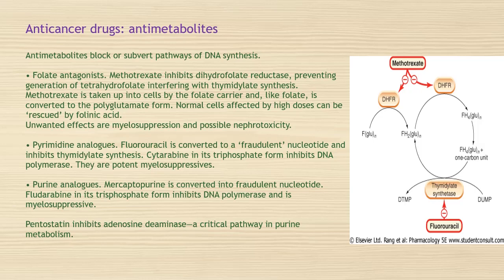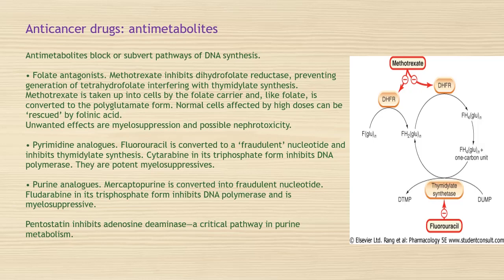Now, the first category are the folate antagonists. The main folate antagonist is methotrexate. It is one of the most widely used antimetabolites in cancer chemotherapy. Now, we are aware that folates are essential for the synthesis of purine nucleotides and thymidylate, which in turn are essential for DNA synthesis and cell division.